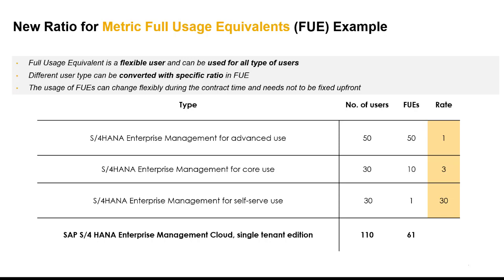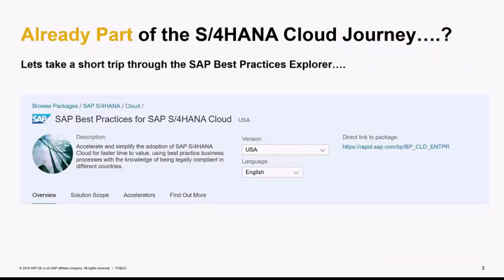Your core user, because they've got limited functionality, if you give us 30 users, we will charge you for 10 FUEs. Again, your FUEs are based on a very set price ratio. And then lastly, your self-service, if you give us 30 of your users, we will price you for one user equivalent.